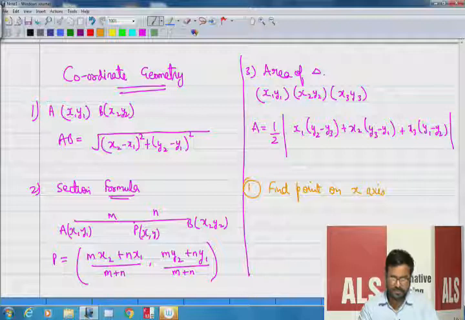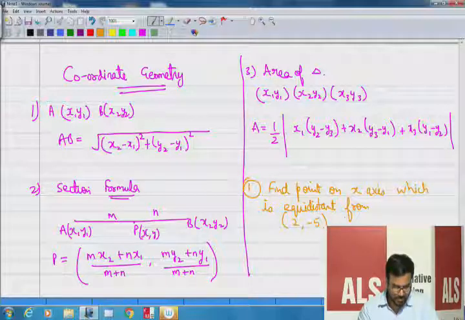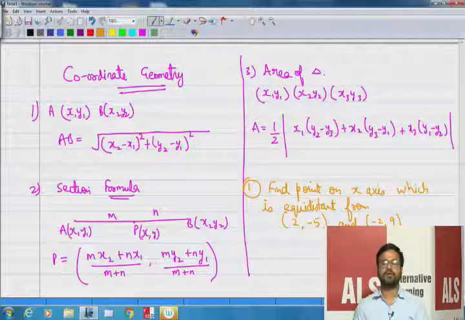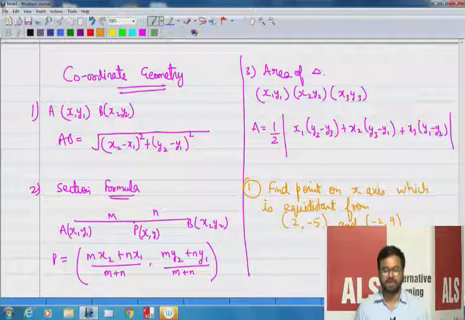Find the point on x-axis which is equidistant from 2 comma minus 5 and minus 2 comma 9. Find the point on x-axis which is equidistant from 2 comma minus 5 and minus 2 comma 9.